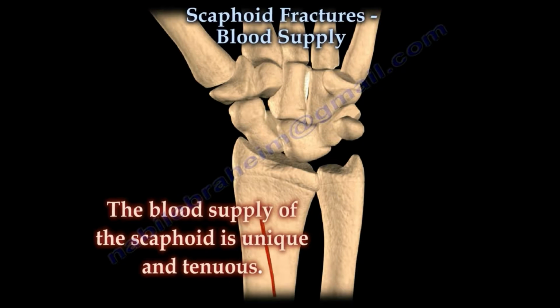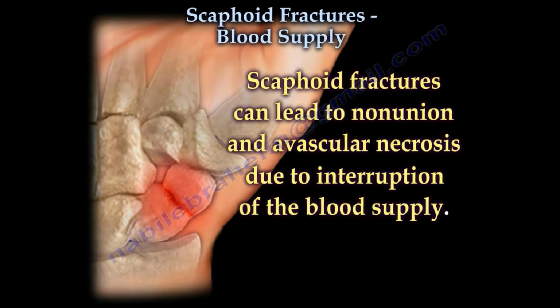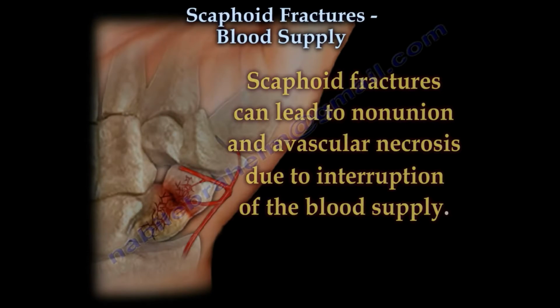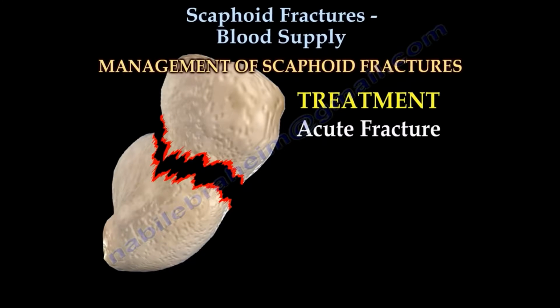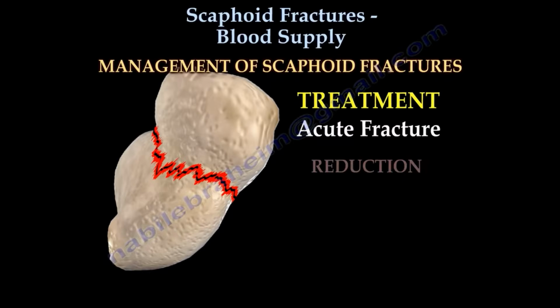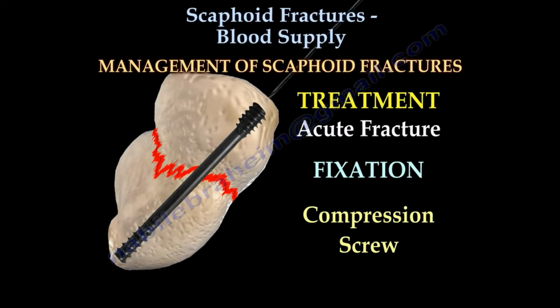The blood supply of the scaphoid is unique and tenuous. Scaphoid fractures can lead to non-union and avascular necrosis due to interruption of the blood supply. Here's how you manage scaphoid fractures. Treatment includes operation and fixation. It can be fixed by compression screw.